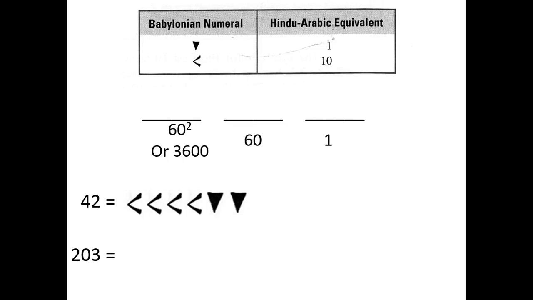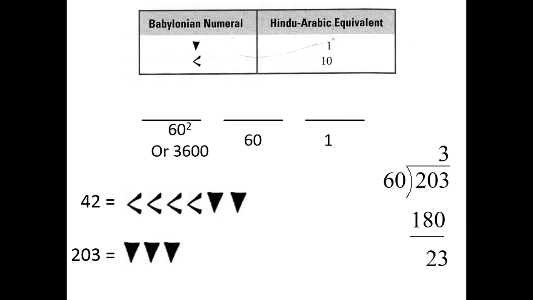So what do we do with a number like 203? Well, we still have to think about this place value idea of grouping by 60s. And in 203, we do have some groups of 60. In fact, we have 3 groups of 60 with 23 left over. So we can represent the 3 groups of 60 with 3 symbols that represent 1. And then the 23 left over we represent with 2 10s and 3 1s.